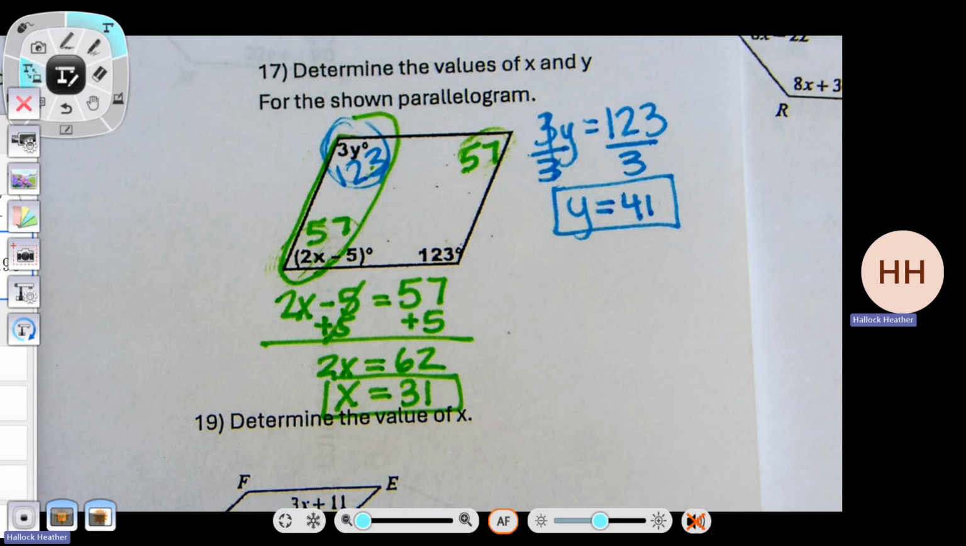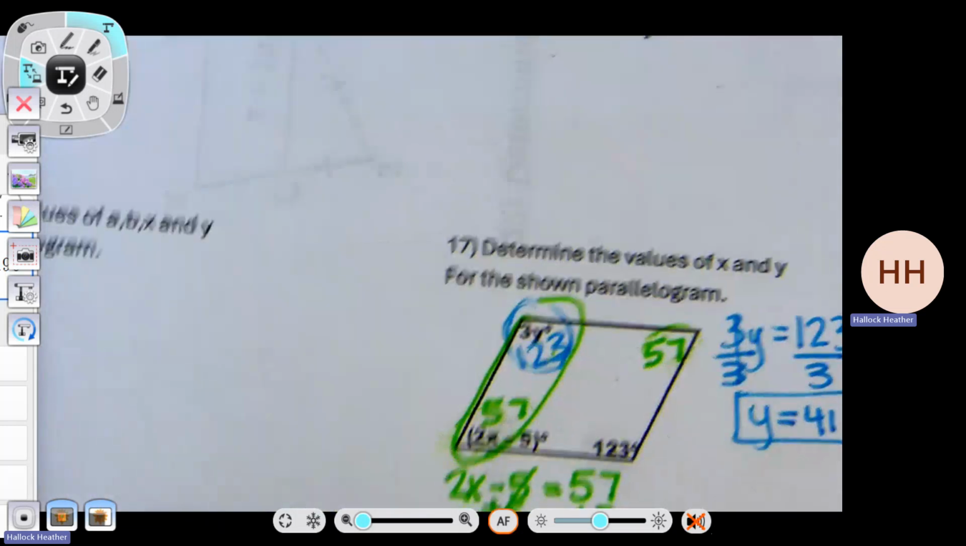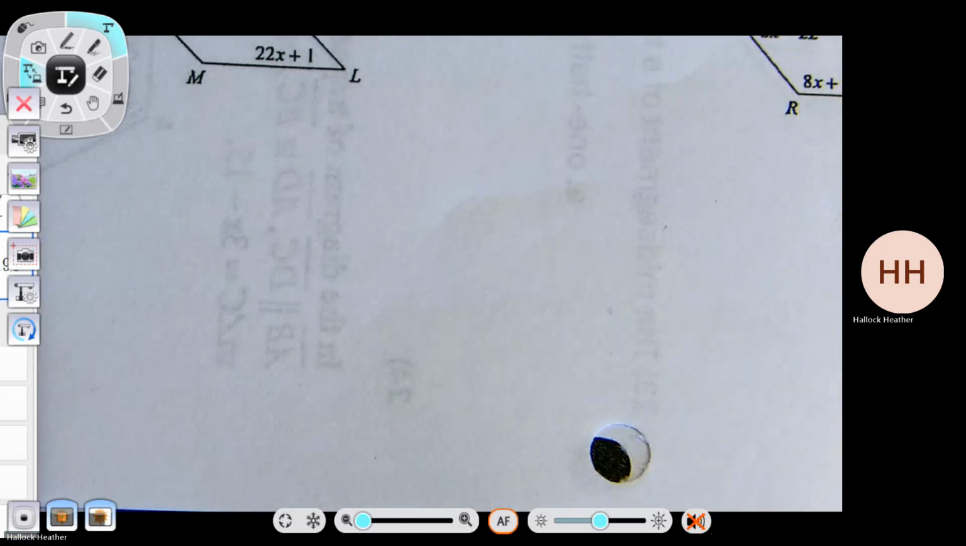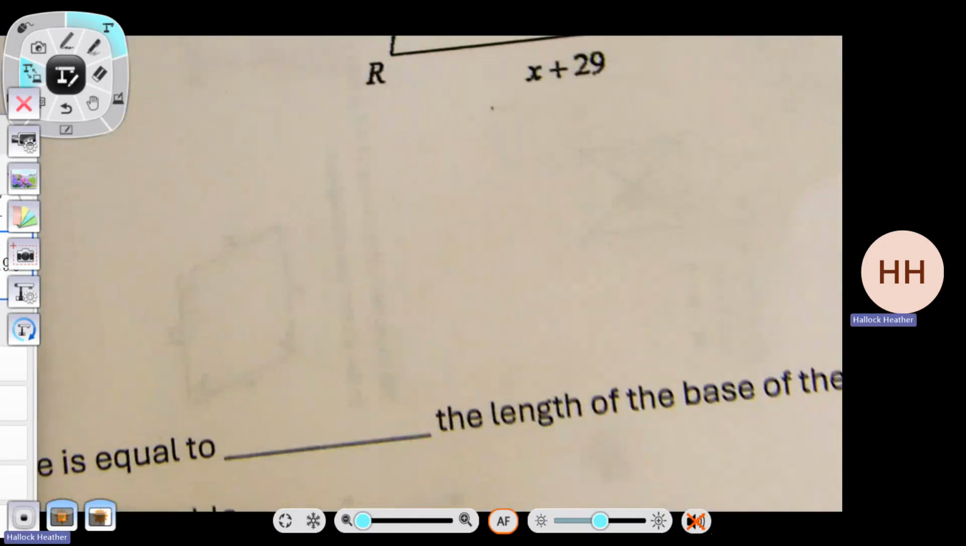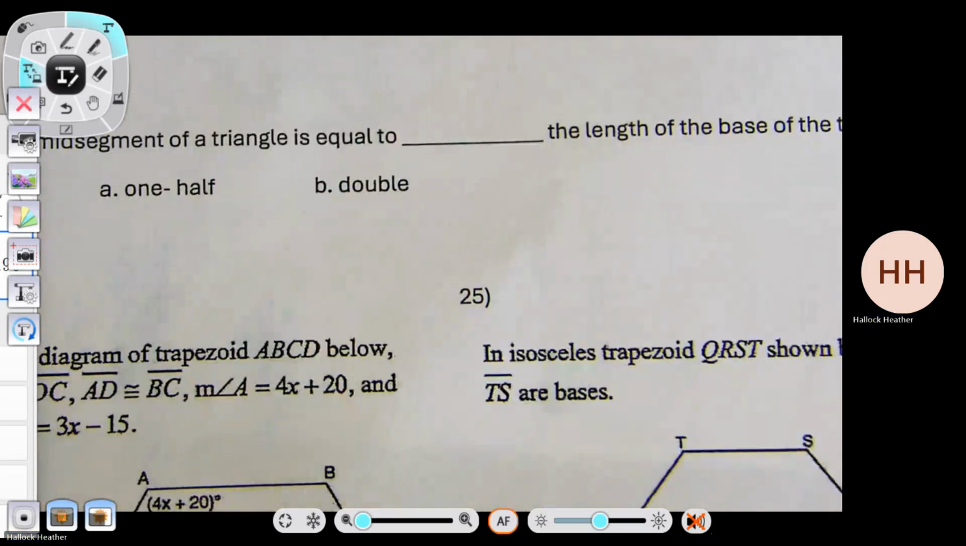How did you do 23? 23 and 24. Let's go to 23. Oh, 23 is just multiple choice.